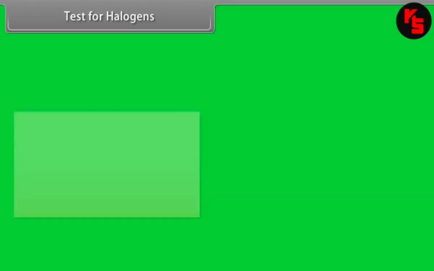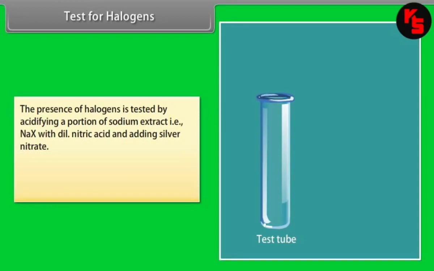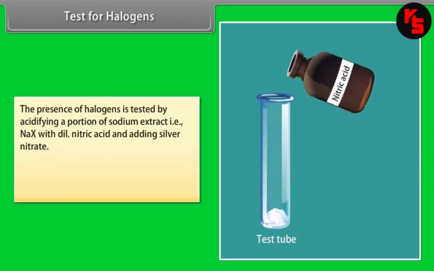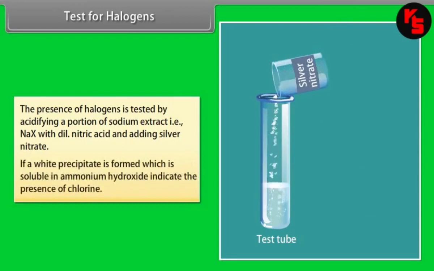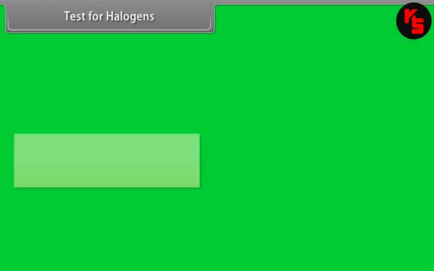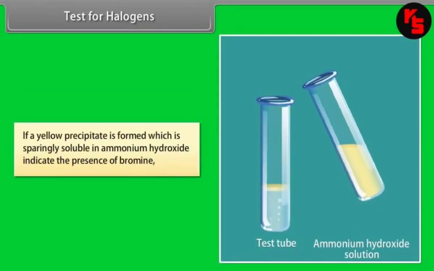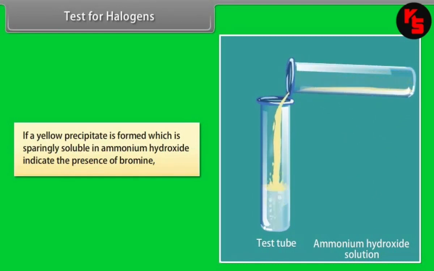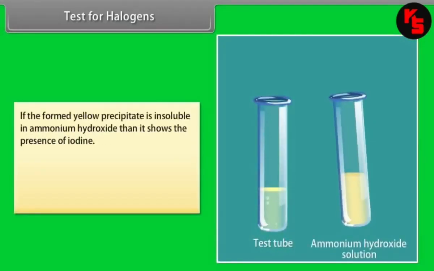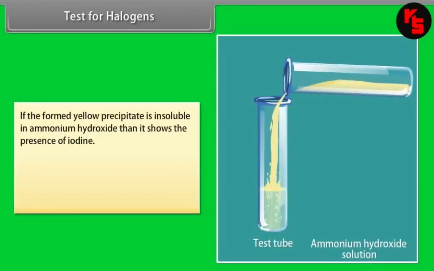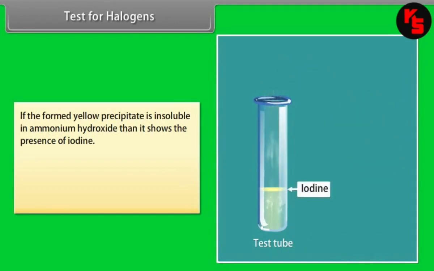Test for halogens. The presence of halogens is tested by acidifying a portion of the sodium extract, that is NaX, with dilute nitric acid and adding silver nitrate. If a white precipitate is formed which is soluble in ammonium hydroxide, it indicates the presence of chlorine. If a yellow precipitate is formed which is sparingly soluble in ammonium hydroxide, it indicates the presence of bromine. If the formed yellow precipitate is insoluble in ammonium hydroxide, then it shows the presence of iodine.